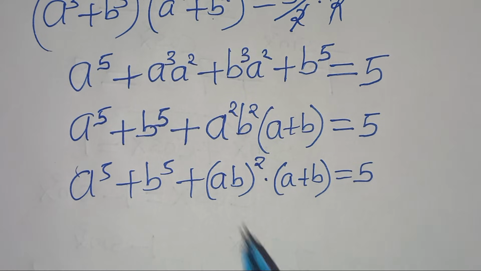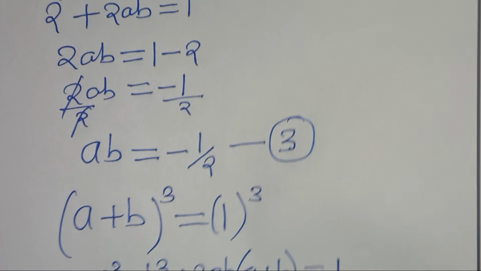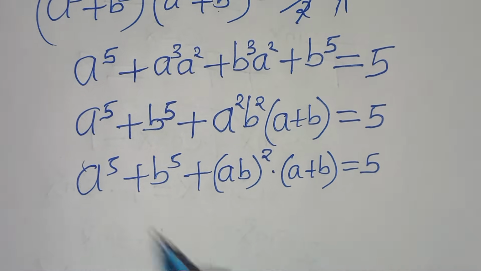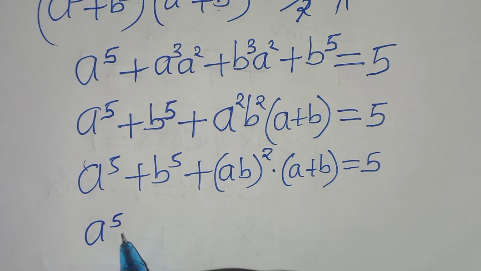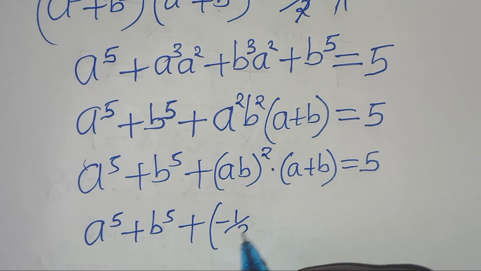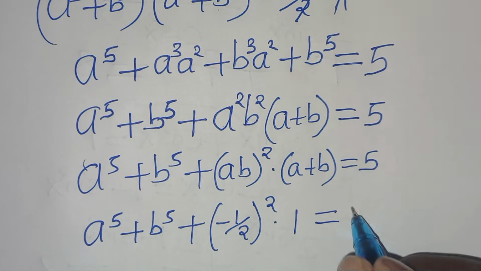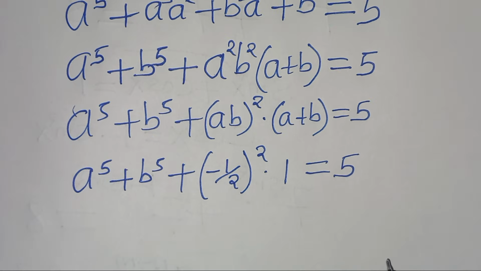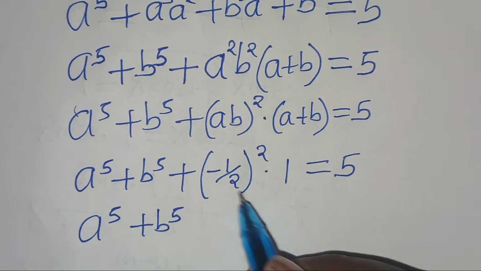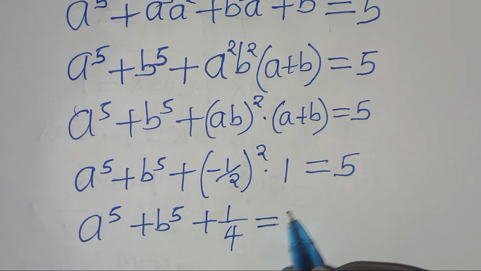Okay, ab, this is equation 3, and this is equal to −1/2. So let's substitute −1/2 here. So this is a⁵ + b⁵ plus (−1/2)² times (a + b), which is 1. This is equal to 5. So this is a⁵ + b⁵ plus (−1/2)², this is plus 1/4, and this is equal to 5.